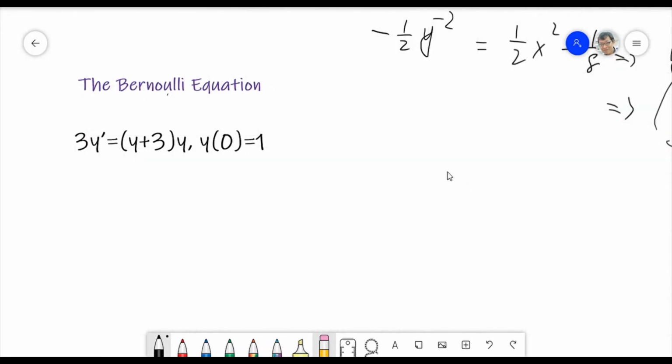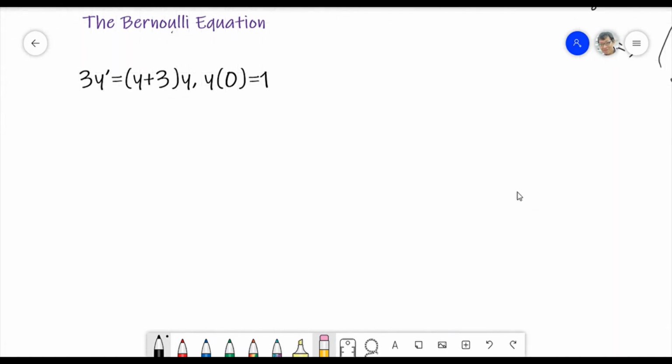It's the Bernoulli one. How do we solve this? First, we simplify it: y squared plus 3y. What we need to do: here the y is squared, so first we write it as a u. This is a strategy. This is u. u equals y to the power 1 minus n, where n is the exponent. 1 minus 2, so negative 1.